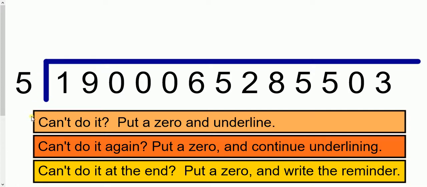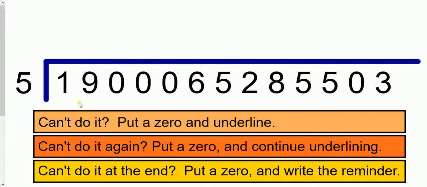These are the three things that we will learn. If you can't do it, put a 0 and underline. Can't do it again? Put a 0 and continue underlining. What about if you can't do it at the end? Put a 0 and write the remainder.